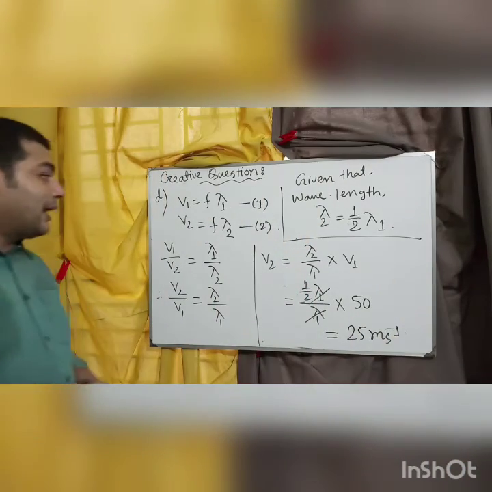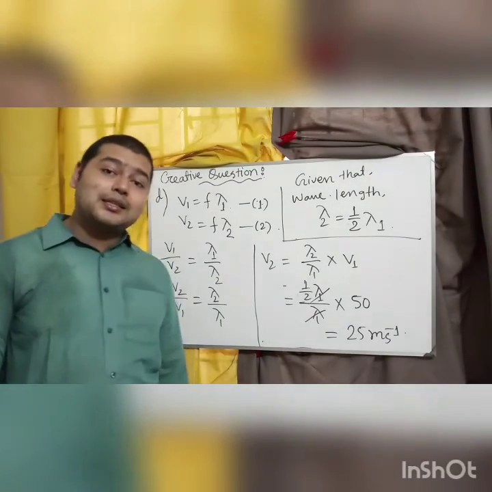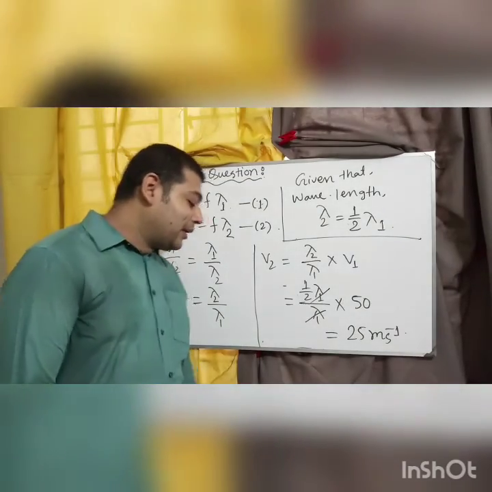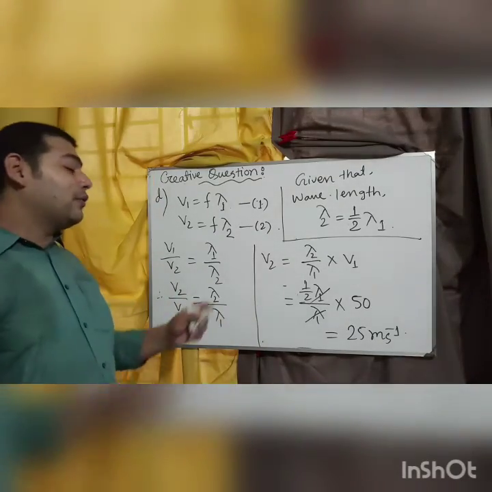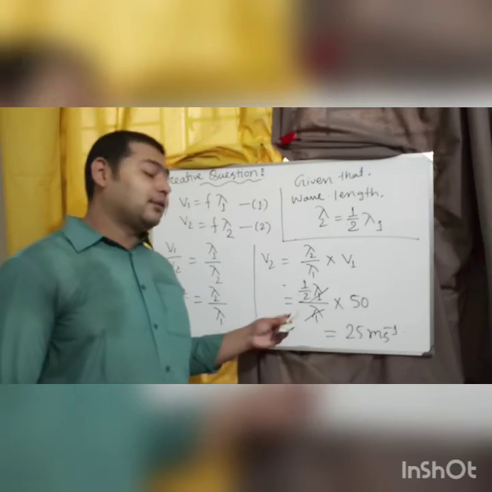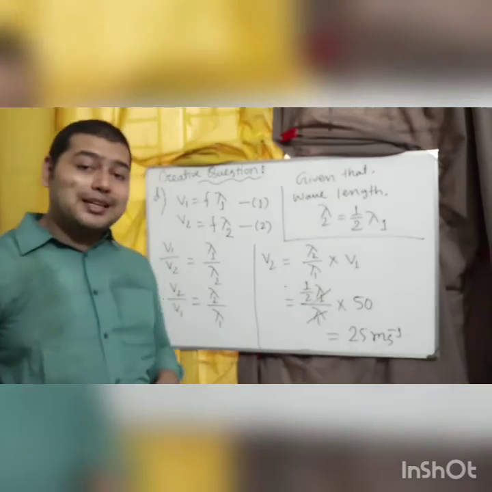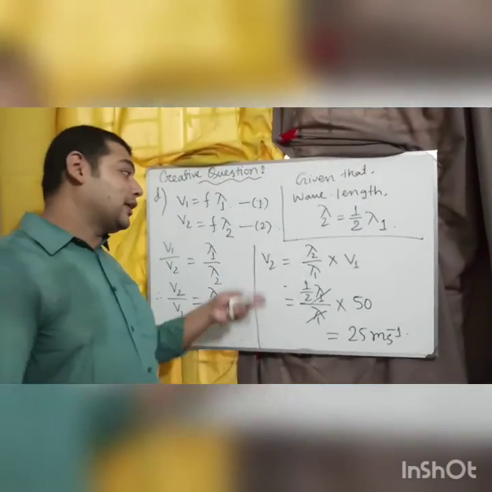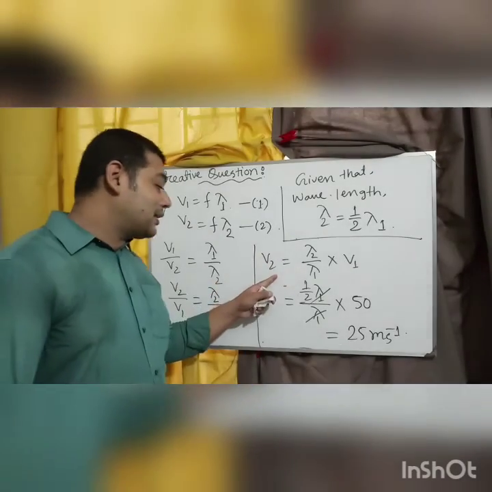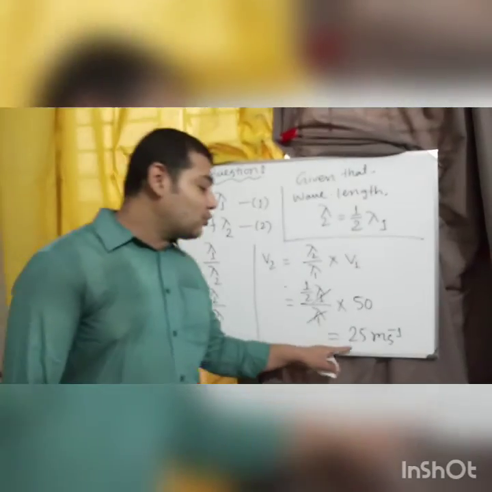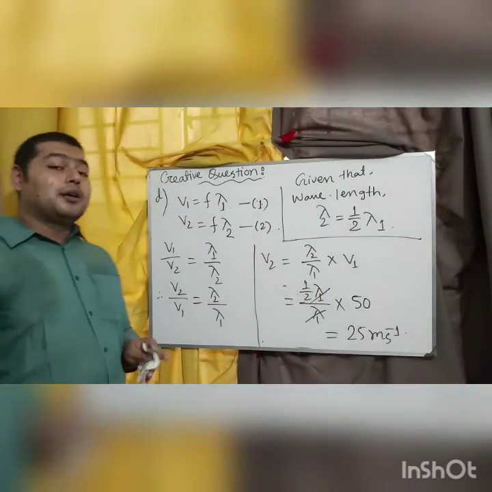So we can say that if the amplitude is the same and the wavelength becomes half, then the velocity of the wave will decrease, and the new velocity is half of the old velocity. Our old velocity was 50 meters per second, so our new velocity is 25 meters per second. So this is our creative question.